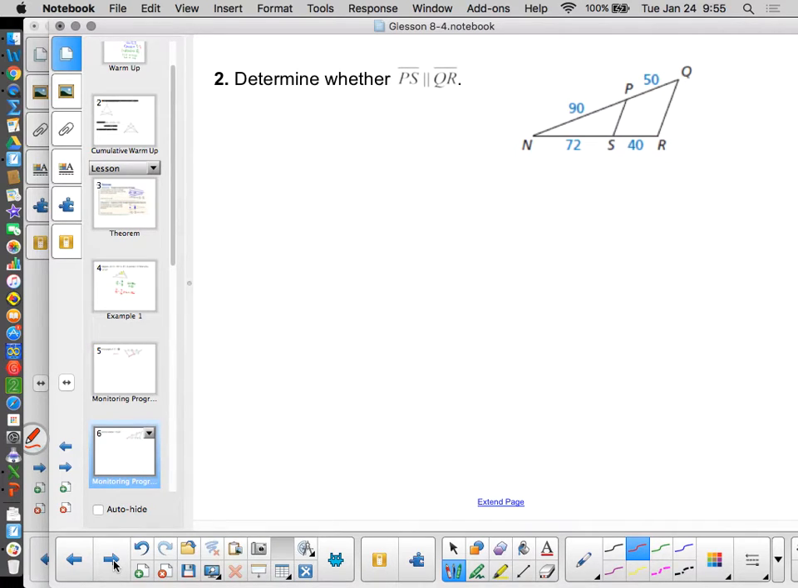So I want to check, does 90 over 72 equal, I'm not sure, the corresponding would be 50 over 40? And so we cross multiply. 90 times 40, 9 times 4 is 36. That's 36 and 2 zeros. 72 times 50 is also 3600. Oh, that is true. So that means that this is a true proportion, and these lines must be parallel.